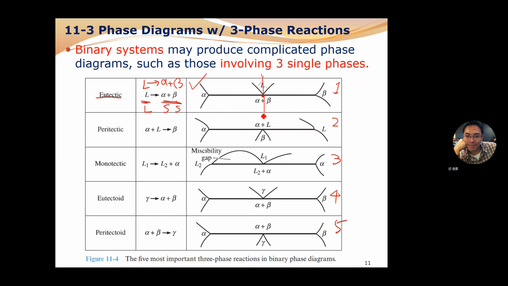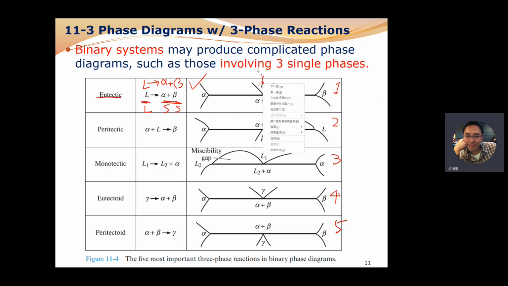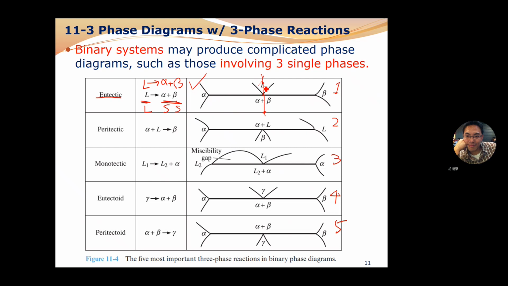Therefore, we can fix the composition here, heat it up above the melting temperature and cool it down. Okay. Therefore, there's no two-phase region. At this composition and cooling down, there's no two phases. It will transfer from the liquid to two solid phases immediately once the temperature is lower than this temperature.